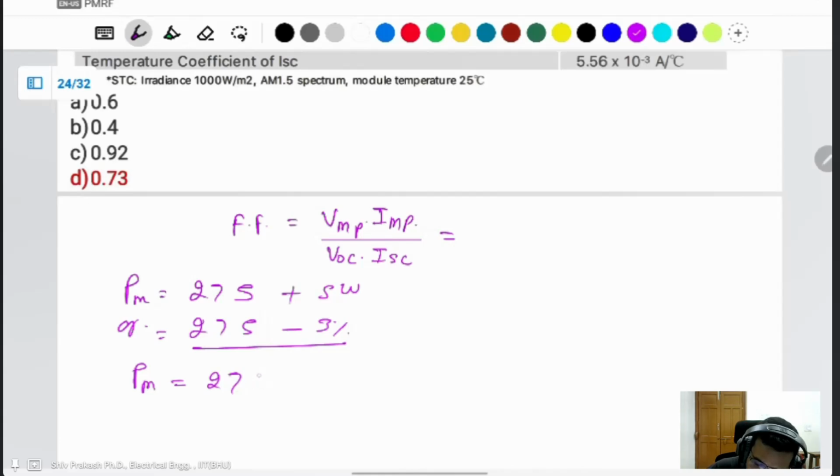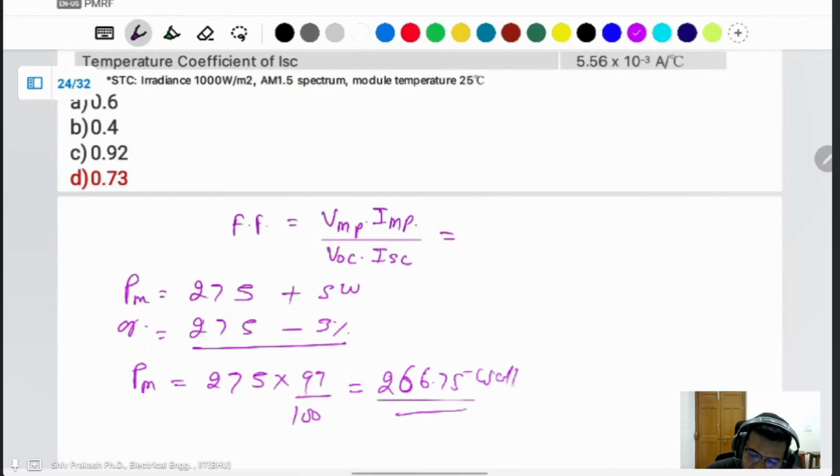275 reducing by 3% means 97% overall. It will be 100%, then minus 3% is 97%. I think this will be 266, something. 266.75.